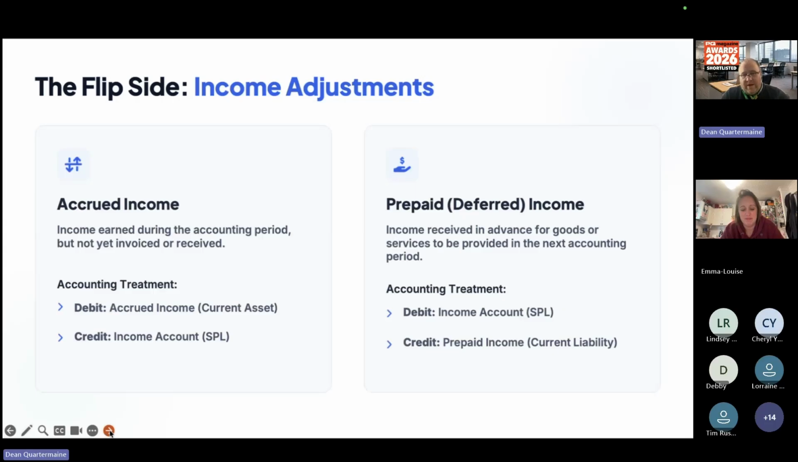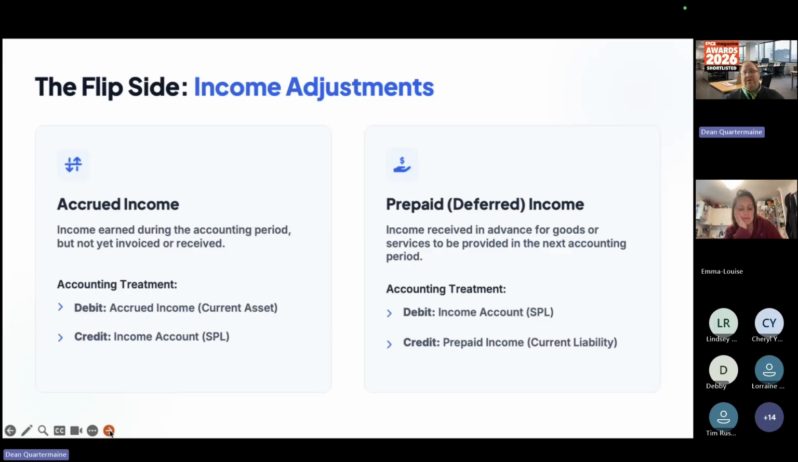Prepaid income then, that's the opposite of that. So that's income that's received in advance for goods or services that are going to be provided in the following accounting period. So this is me invoicing a customer for some work that I'm going to do next month, next quarter, next year. So I've not actually earned the income at this point. I've just invoiced it in advance.